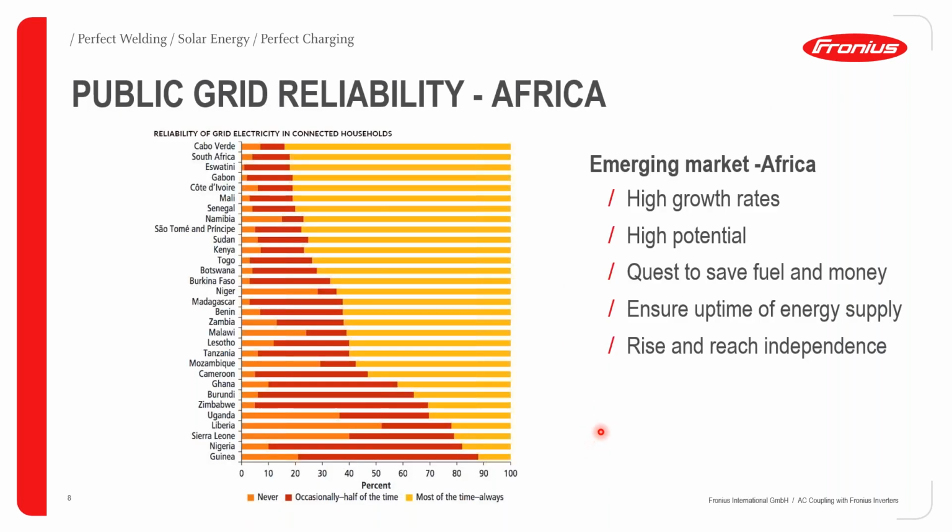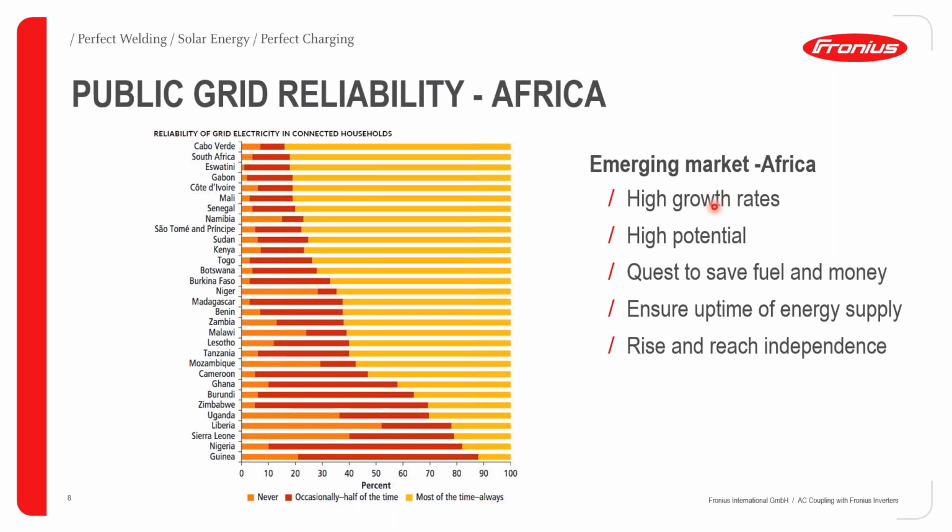In the next chart, we see the reliability of the public grid in some of the selected countries in Africa. Here we can see the scale of reliability and the likelihood that there is going to be a blackout at one time or the other.